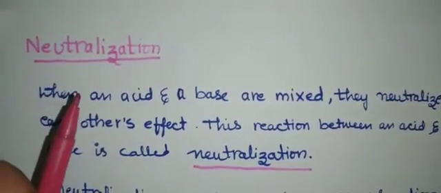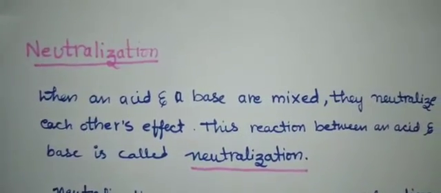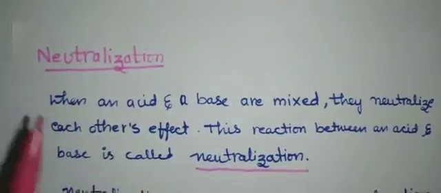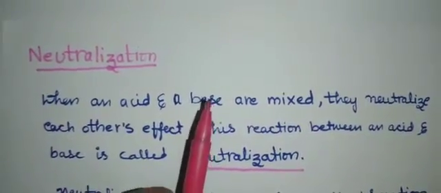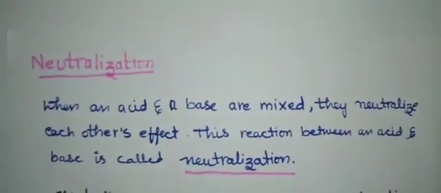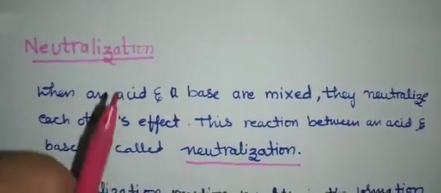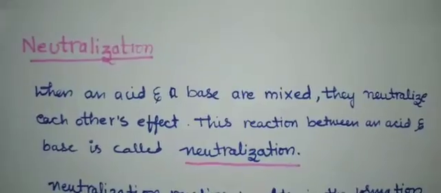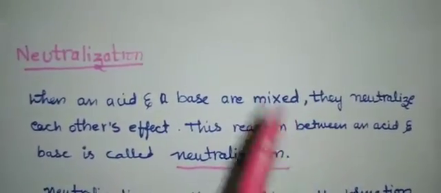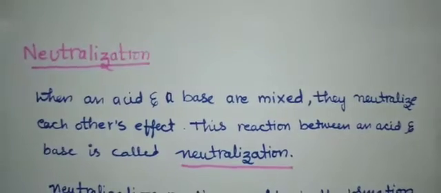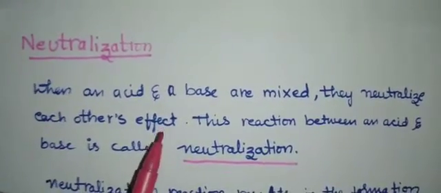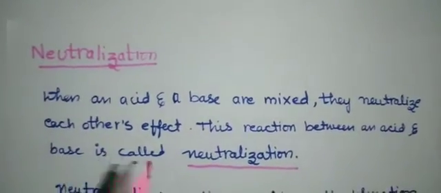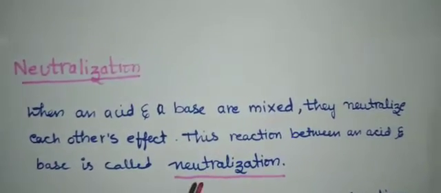What is this neutralization? Neutral means it is not acidic, it is not basic, it is in between. Neutralization means when an acid and a base are mixed, they neutralize each other's effect. You know that acid has its own property and base has its own property and its concentration, right? So when they both mix and neutralize, each other's effect becomes much lower. This reaction between an acid and a base is called neutralization.